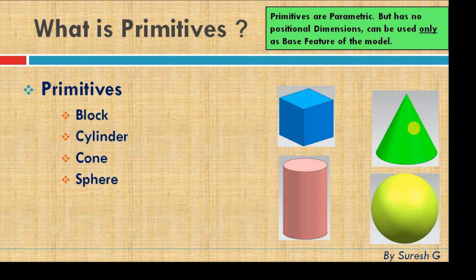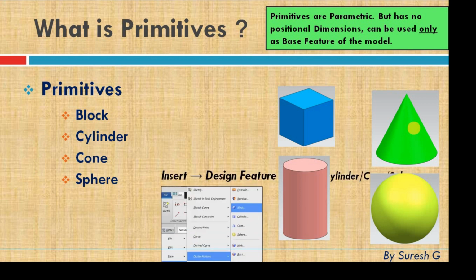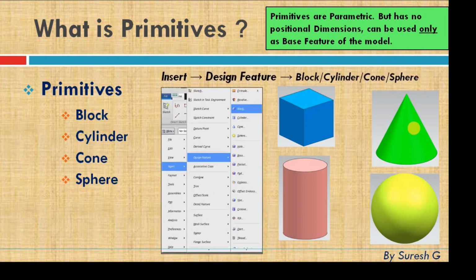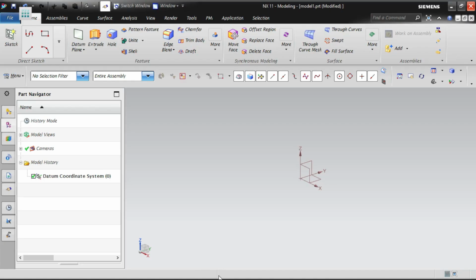For example, I have created some block. On top of that, I need to create a cylinder, so you can create it, but later you cannot move the position of the cylinder. You can edit the cylinder size, but you cannot move the position of the cylinder from the block location because it doesn't have a positional dimension. That is why it is called a primitive.